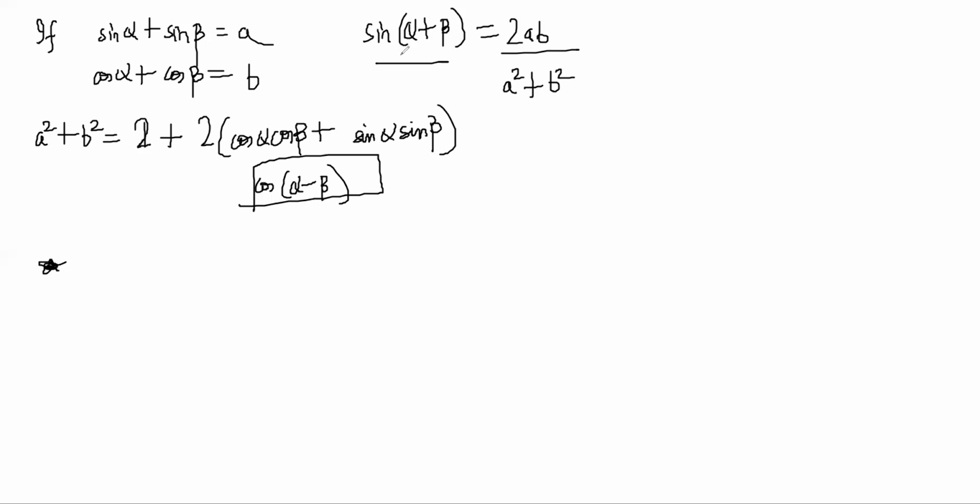So then we need this one. Maybe you need a tan thing, right? Cos of alpha minus beta we have gotten, which is equal to a square plus b square minus 2 by 2, right?